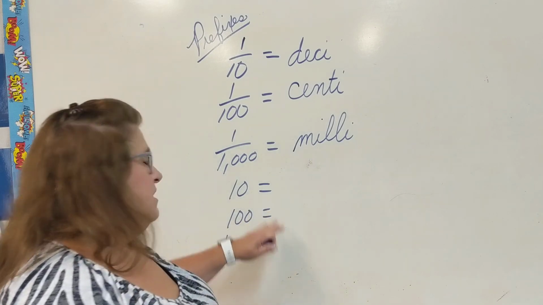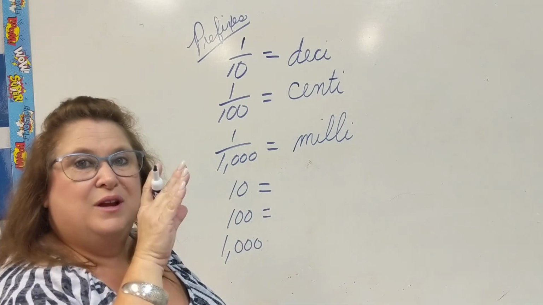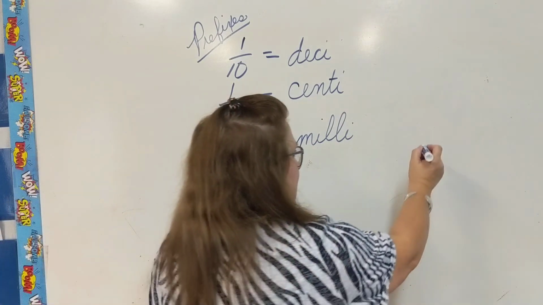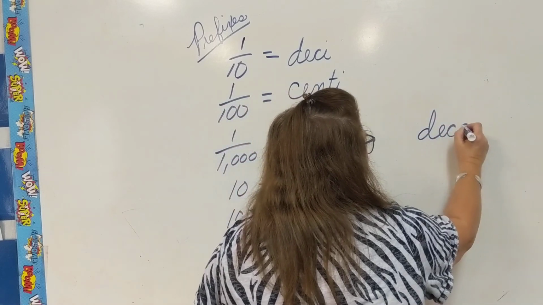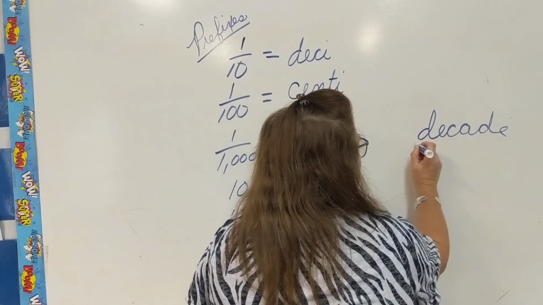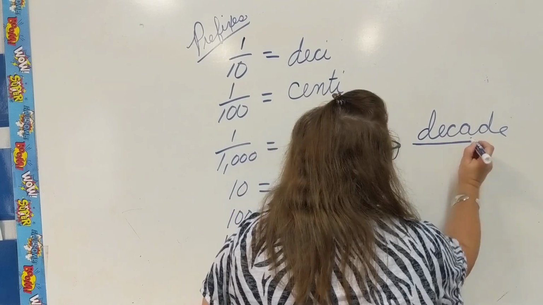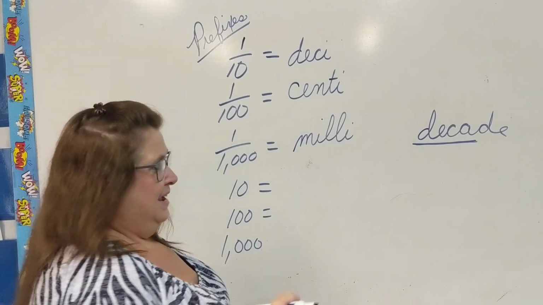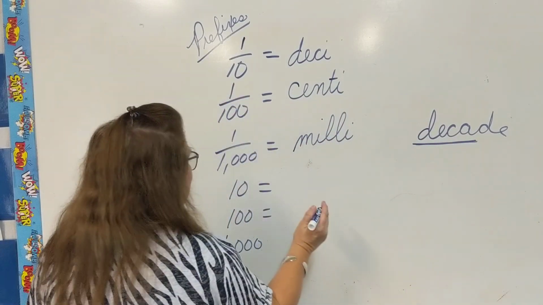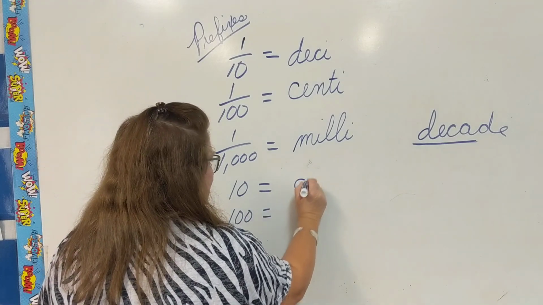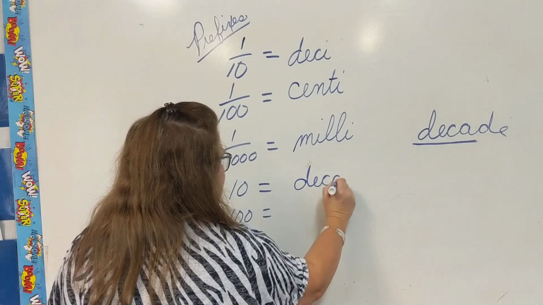What is the prefix for 10? How many years are in a decade? 10. And notice deca at the beginning of decade. So the prefix for 10 is deca.